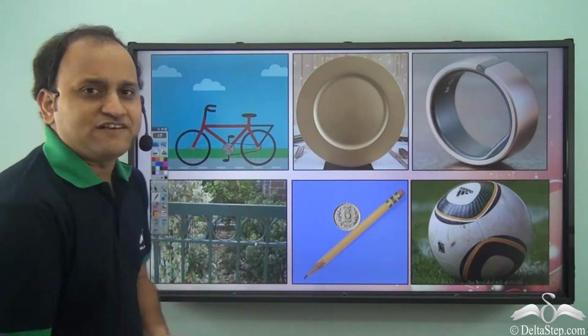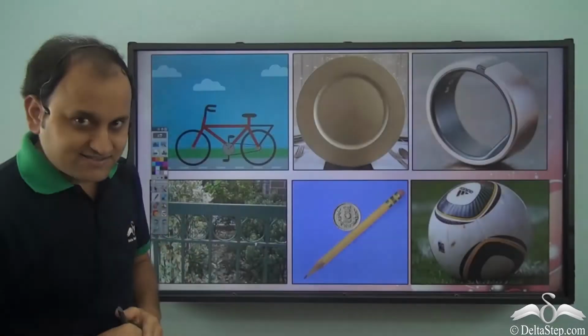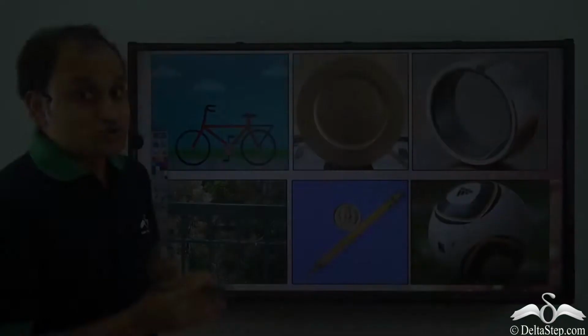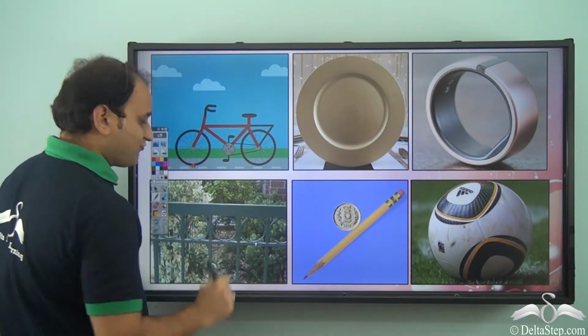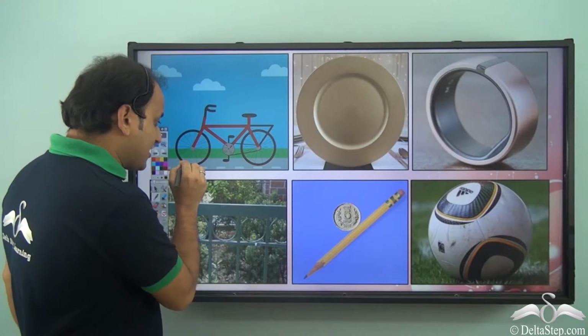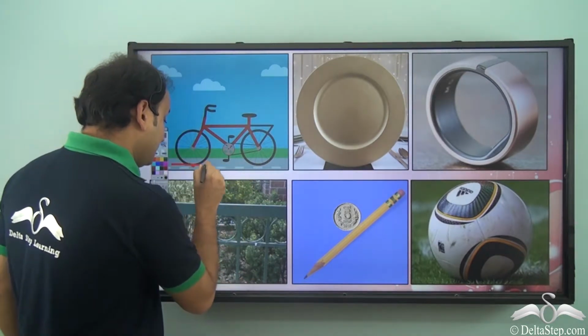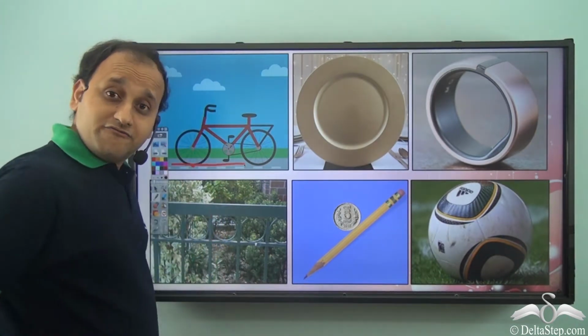Now these are some real life examples. We see tangents everywhere. For example, in this case, what do you see? We have a bicycle, and in this bicycle we have two wheels which are circular in shape, so we can compare them to circles. Now we have two circles here, and this is the point of contact, and this is the only point of contact for this particular circle here, or this particular wheel here.